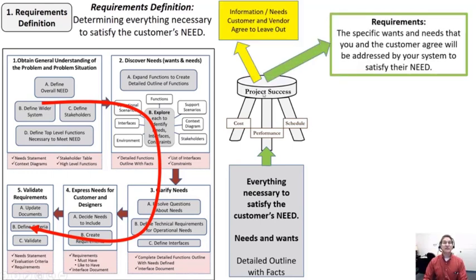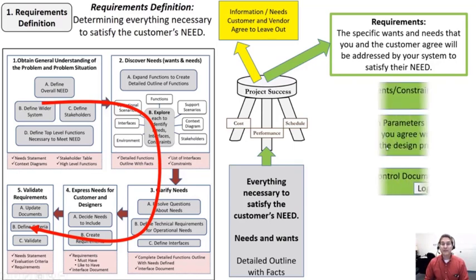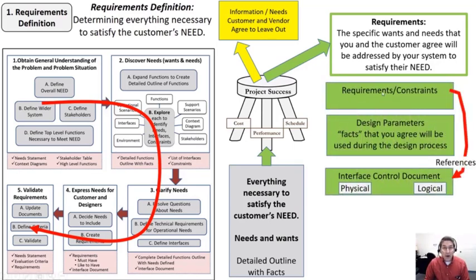So based on that and conversations with the customer, we determine the specific wants and needs that will be addressed by our system. Those are requirements. The other items are things we agree with the customer are going to be left out. And those requirements basically come in the form of formal requirements and constraints, design parameters, things that you and I, as the designer and the customer, agree will be in place that we can count on, and then our interface control document, our physical and our logical interfaces. Our requirements reference this so that these interfaces are binding just like the requirements are.